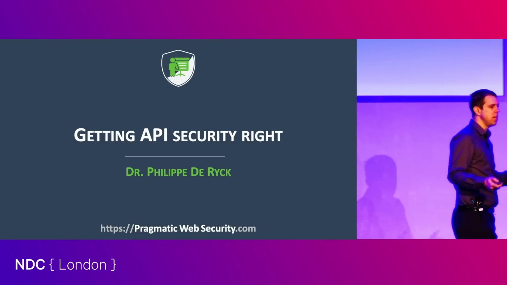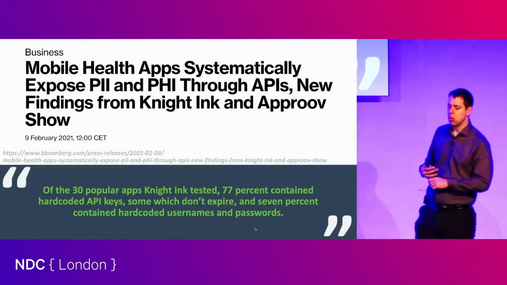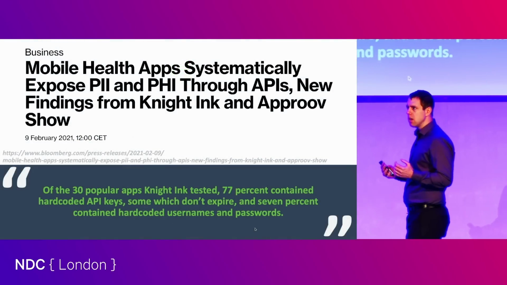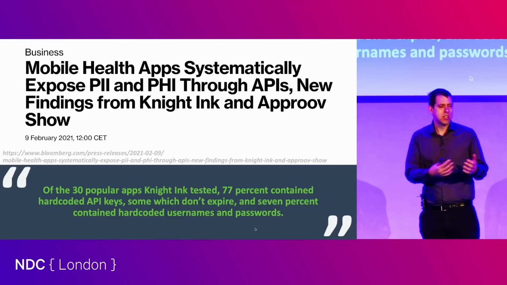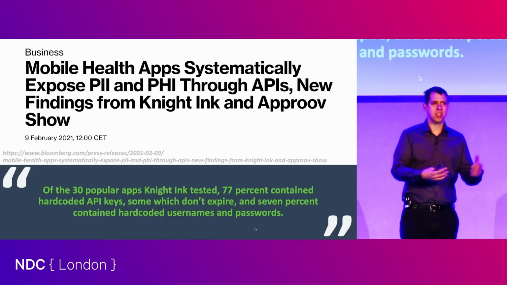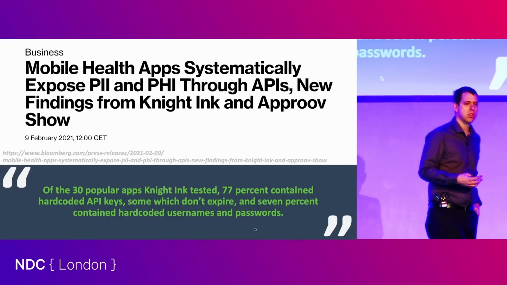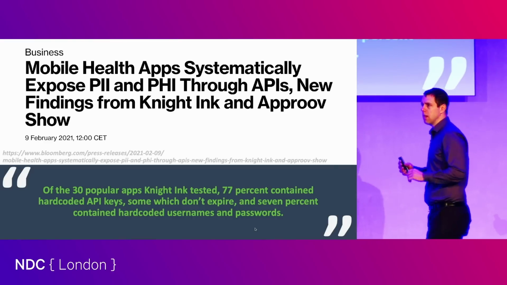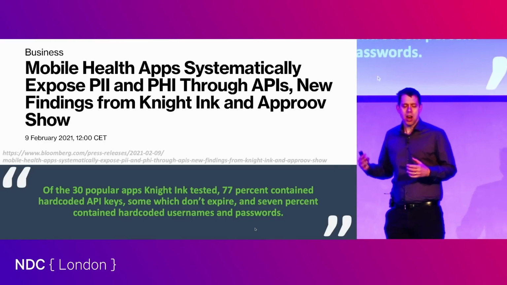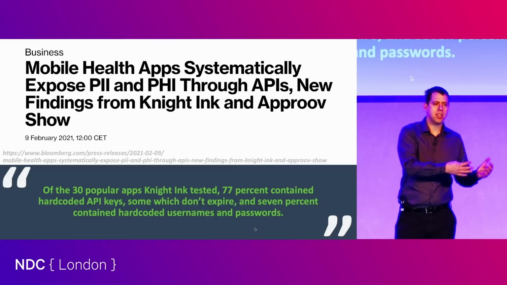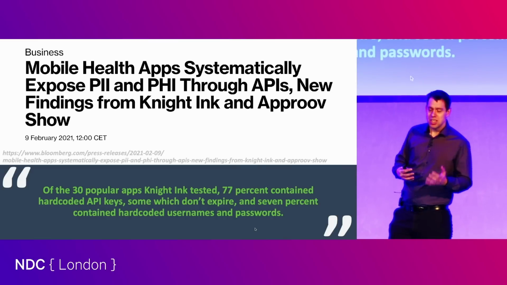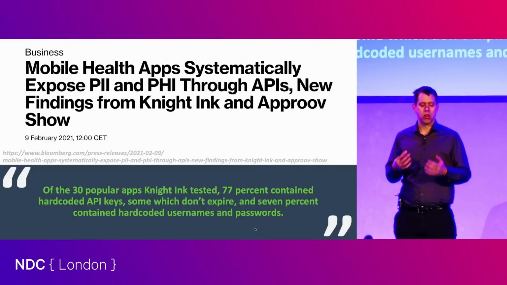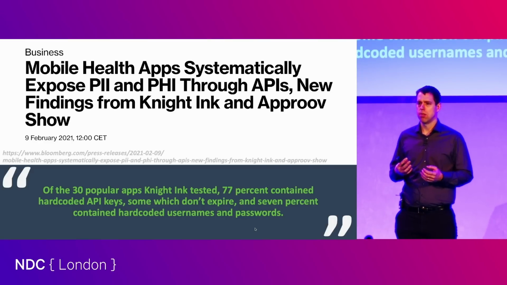And the starting point here is a study from about 2 years ago where a company looked at a bunch of e-health apps. And e-health apps, well, they handle sensitive data by nature. There's no such thing as non-sensitive e-health or healthcare information. So it's healthcare information, very sensitive data. And this study discovered a bunch of problems. One of these problems is that a lot of these apps, about 30 apps they tested, a lot of them, like 77%, contained hard-coded API keys and 7% had hard-coded usernames and passwords.